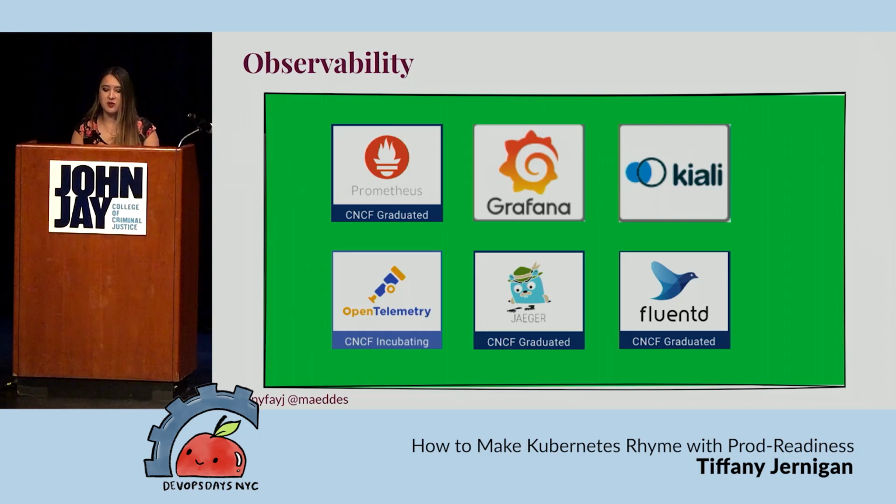There's Jaeger for distributed tracing. There's OpenTelemetry, which is basically a standard observability integration layer for logs, metrics, and traces. There's Kiali, which is for observability on service meshes in particular, and then FluentD for logging.